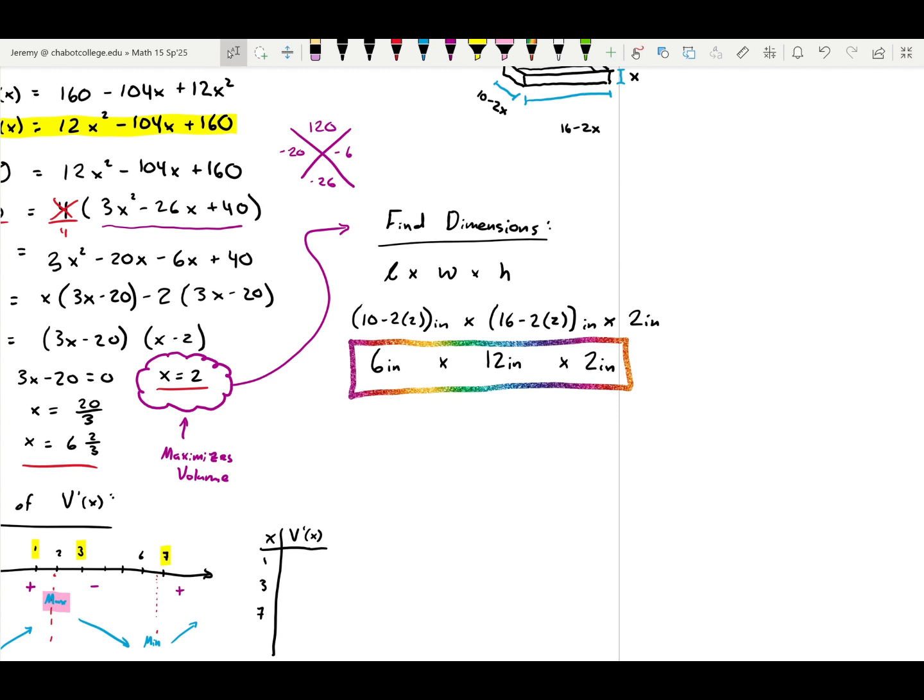And that's what your answer should look like. You've got to include those units. I'll definitely be taking off points if you just write 6 by 12 by 2 or something like that. I want to see your answer provided in this way. Again, I don't care if you say 2 inches by 6 inches by 12 inches. The order there doesn't matter, but make sure you have those three numbers.